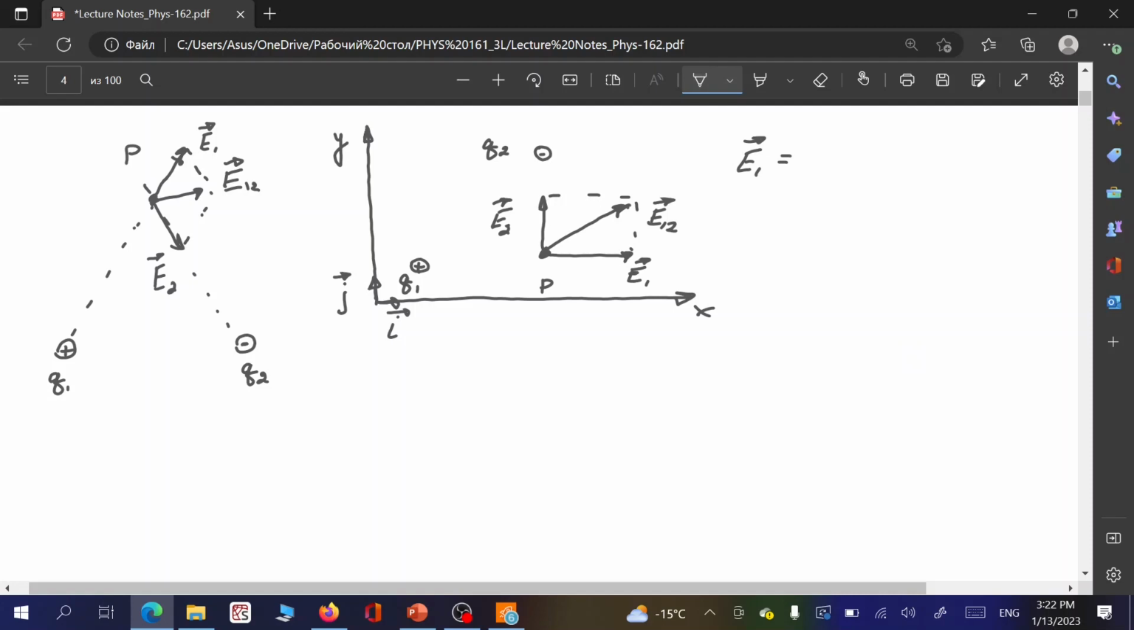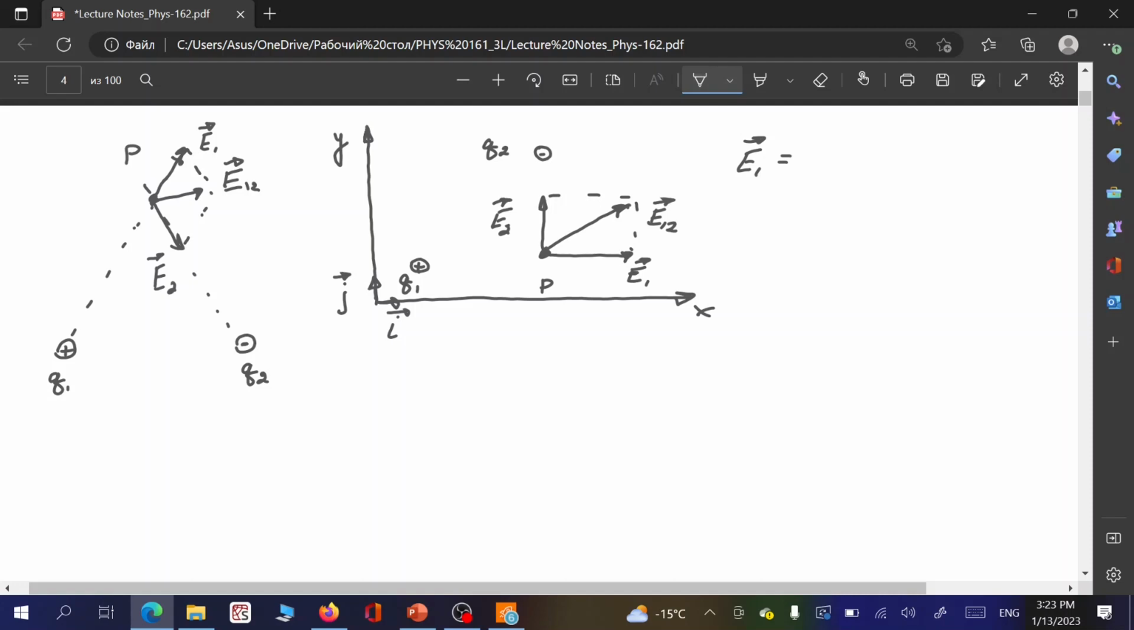Point P is just a random point which we pick up in space around the two charges. So this is not about electric forces, these are electric fields, and we do not need an electric charge placed here. So this is just empty space. We consider any point in empty space with respect to these two charges and want to determine the electric field.